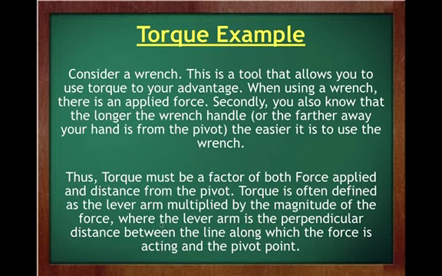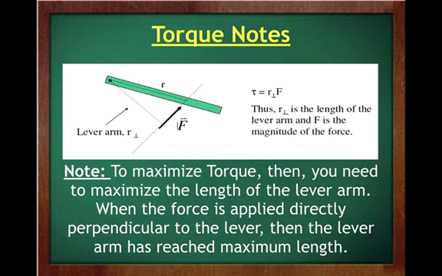Torque's often defined as the lever arm multiplied by the magnitude of the force, but again, they have to be perpendicular. That's the big thing. The lever arm is the perpendicular distance between the line along which the force is acting and the pivot point. So it's like taking the pivot point and drawing that line that's perpendicular to where the force is being applied. And you'll see that in some of our examples.